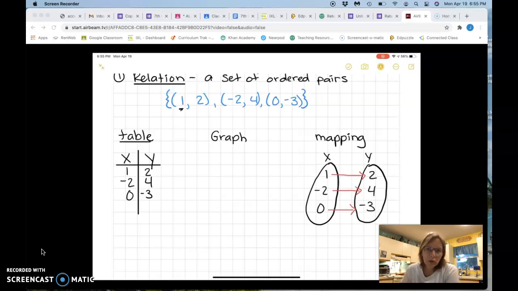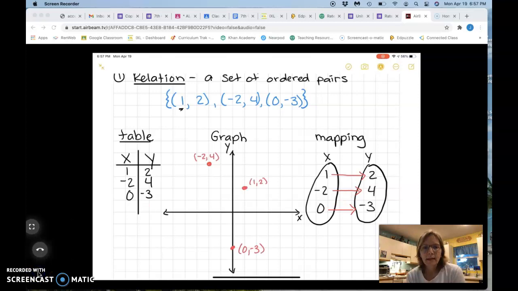And you could potentially have a situation where if we had another ordered pair that was like 0 and 4, they would draw an arrow from the 0 to the 4 also. And that's what the purpose of that is, to see if any of the X's repeat or if any of the Y's repeat, which we'll get into more in the next section. But I'm going to take that last one off.